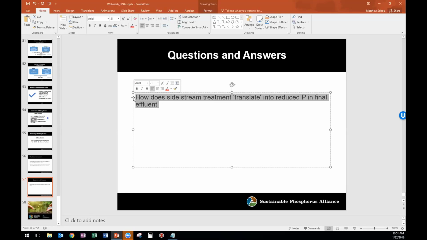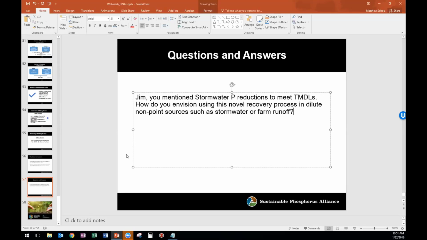Jim, this was another one that was directed at you. You mentioned stormwater P reductions to meet TMDLs. How do you envision using this recovery process to dilute non-point sources such as stormwater and farm runoff? You did address that a little bit, Raju, but maybe you could go more into it, Jim. Well, if this product works the way we envision it, we'll be reducing it significantly at the facility, which is also in the same permit sector, meaning lake segment within the Lake Champlain Basin.